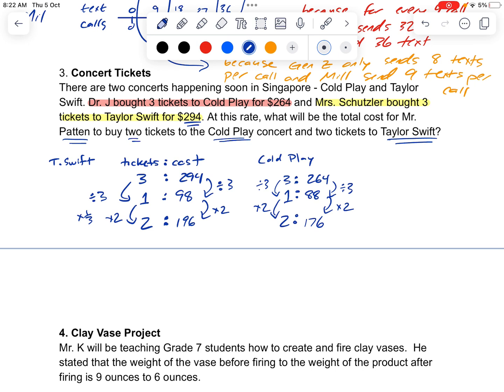$176. So how much is he going to pay in total? The last thing I would have to do is take his 196 plus his 176. And let me annotate this: 196 is his T-Swift tickets, and 176 is his Coldplay tickets. And so his total cost is going to be $372 for getting those tickets. And honestly, if he can get those 4 tickets for $372, he's probably getting a pretty good deal.